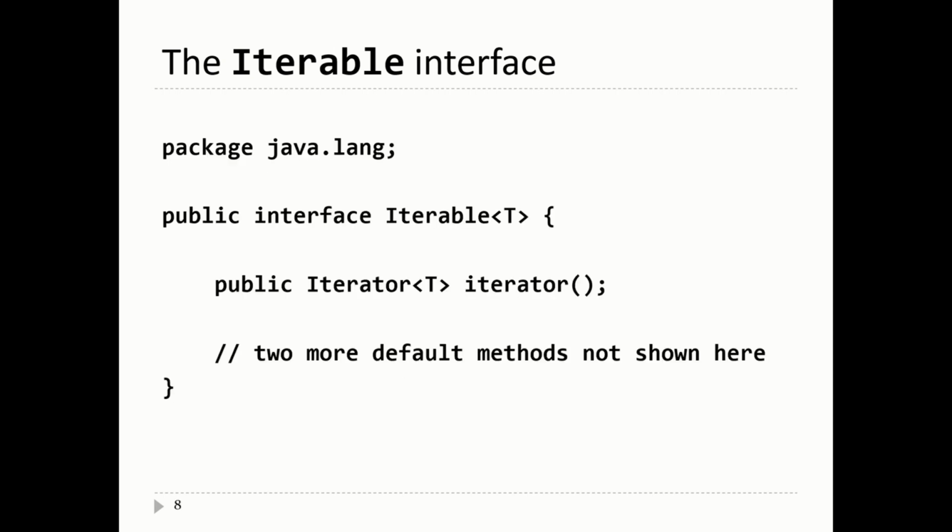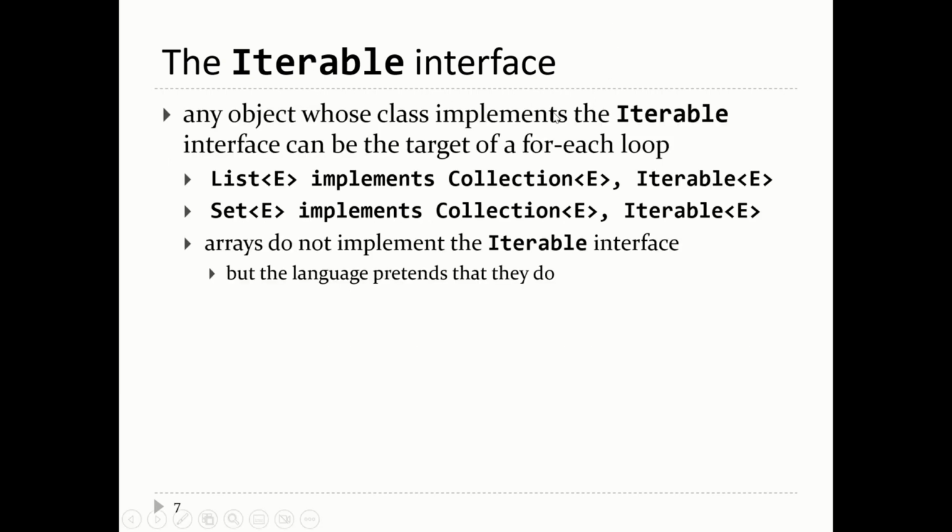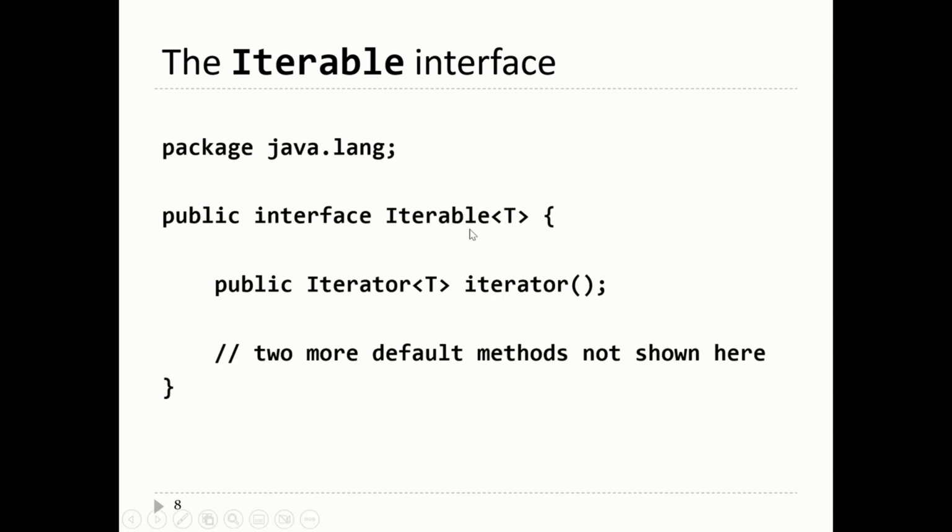Okay, there's a related interface called Iterable. The Iterable interface says that your object can be the target of a for each loop. So if your class implements Iterable, then you can write a for each loop over the objects of your class. List implements Iterable, and Set implements Iterable. And that's why you can write a for each loop on a list or a set or a map. Iterable says that your object must provide an iterator, and then it uses the iterator for the for each loop. So there's only one method in Iterable.